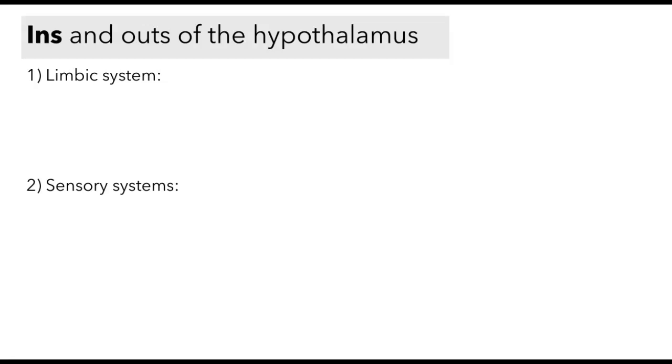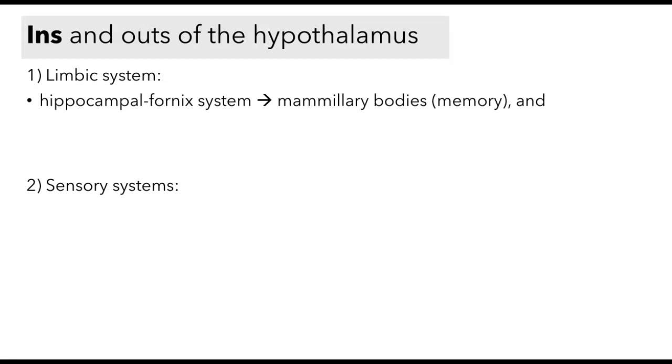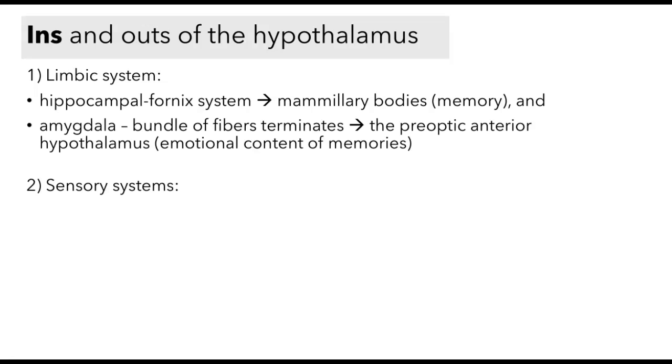So remember that I said that one important input into the hypothalamus came from other brain areas, especially the limbic system. Well, I already mentioned one of these inputs. The hippocampus sends information through the fornix that terminates on the mammillary bodies, and this is involved in memory. There's also input from the amygdala. The amygdala is part of the brain that we associate with fear. And there's a bundle of fibers that terminates in the preoptic anterior hypothalamus, which is involved in the emotional content of memories.